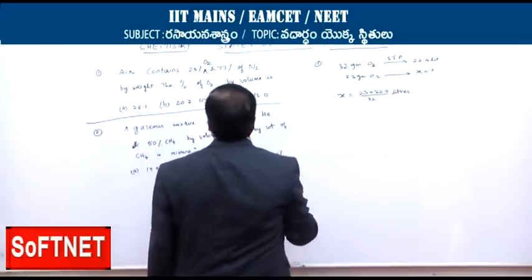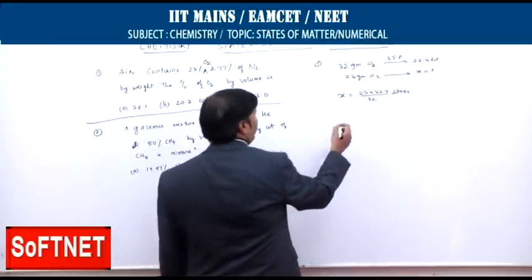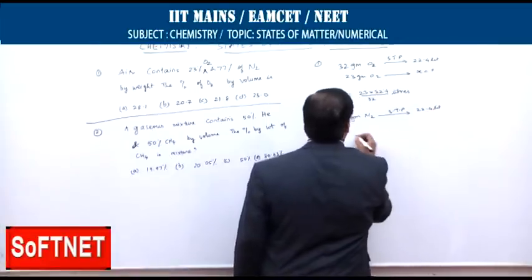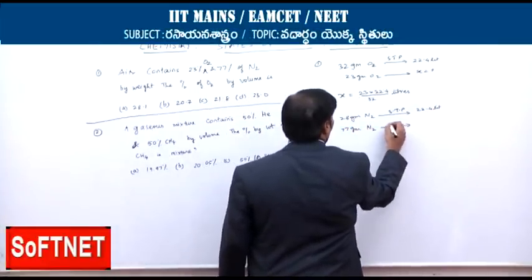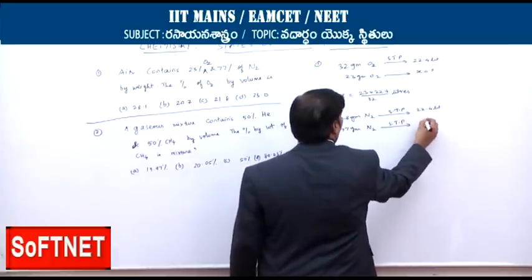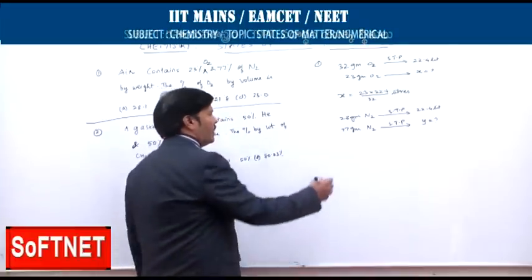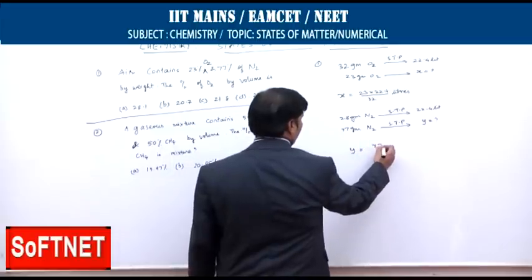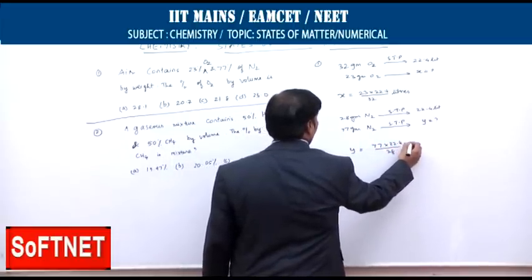Again, the second one is nitrogen, 77%. The molar mass of nitrogen is 28 grams, which occupies 22.4 liters. So 77 grams of nitrogen at STP would occupy how many liters? Let this be Y liters. So Y is equal to 77 into 22.4 divided by 28 liters.